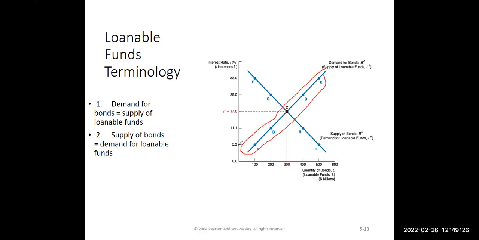If the interest rate is 5.3%, the supply of loanable funds is just $100 billion. If the interest rate goes to 11.1%, the supply of loanable funds goes to 200. It keeps rising as the interest rate goes up. Say, at a 33% interest rate, the market can generate a supply of $500 billion of loanable funds.